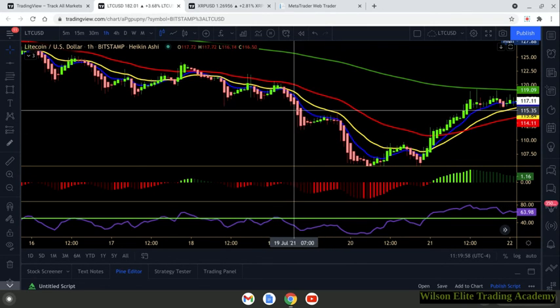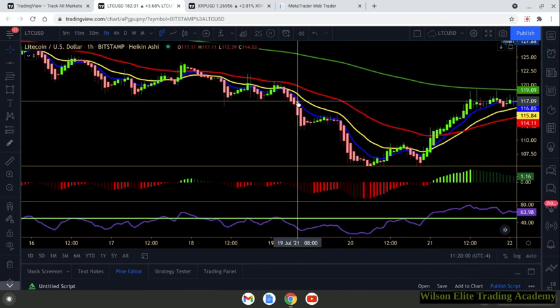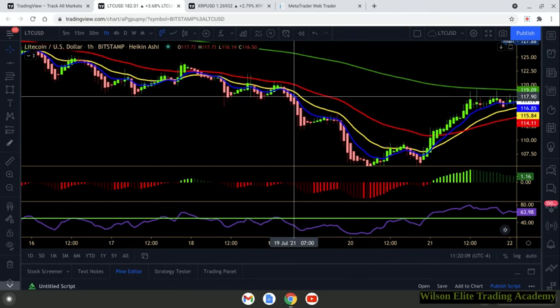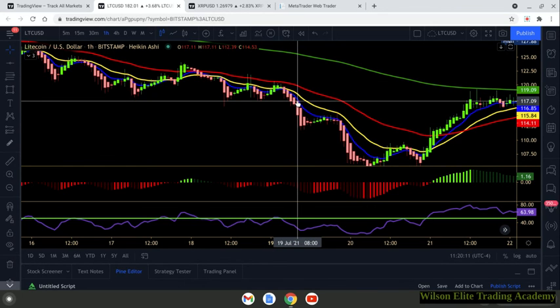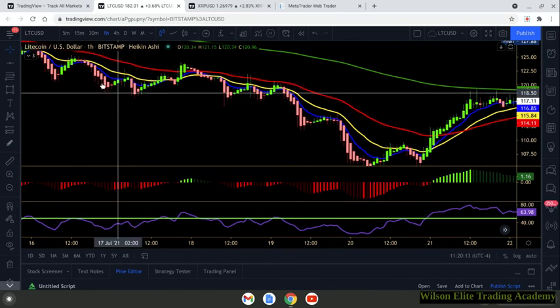Then I would ask myself, is this candle a flat top red candle? Yes, it is. You don't see any wick sticking out the top of it. And lastly, is this candle below the blue, yellow, and red? Yes, it is. Guess what I would have done? I would have sold the market.